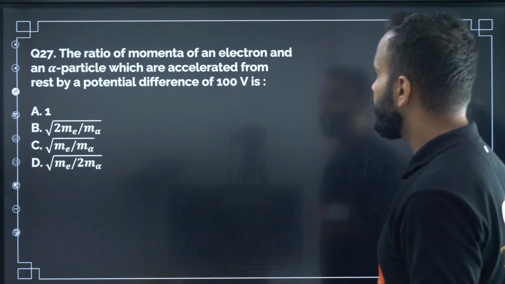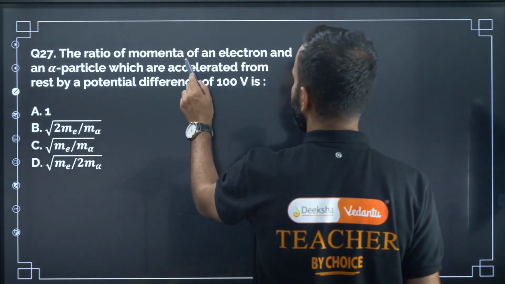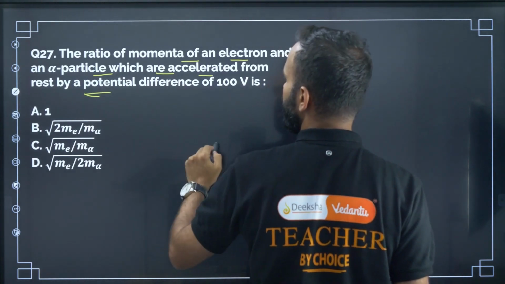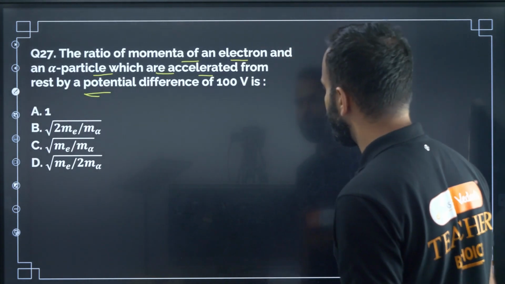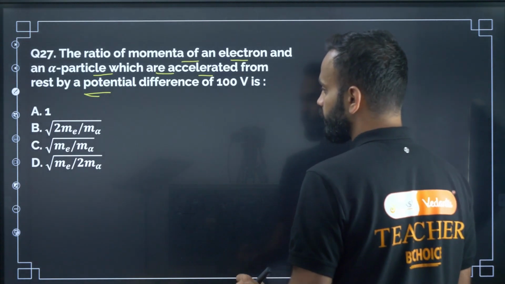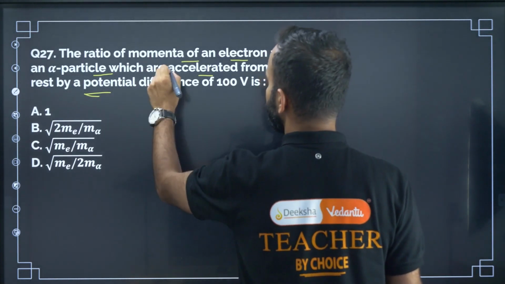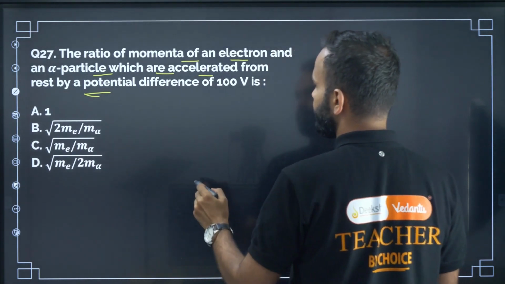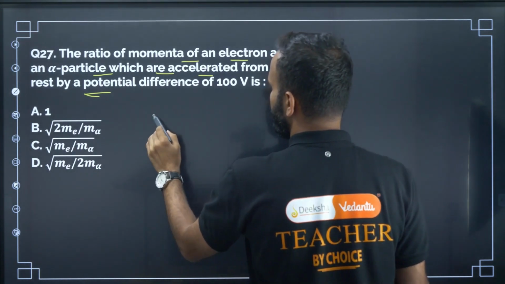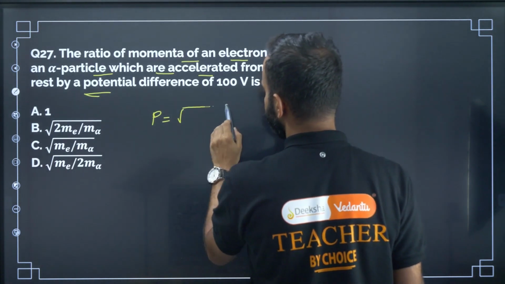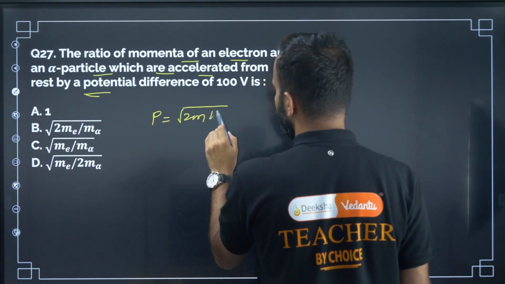Question number 27. The ratio of the momenta of an electron and an alpha particle which are accelerated from rest by a potential difference of 100 volt. So we need the ratio of the momenta of an electron and an alpha particle. Momentum P equal to root of 2mk.